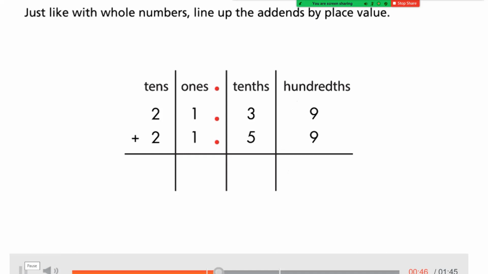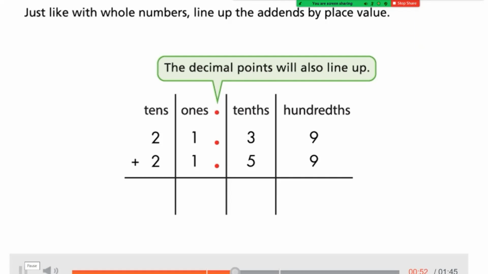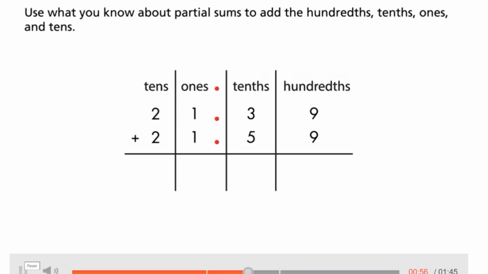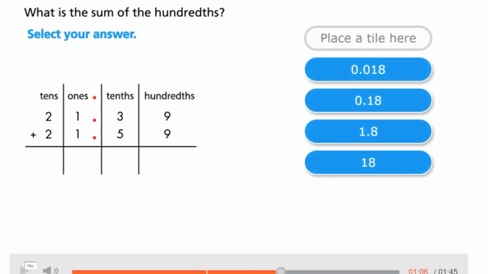Just like with whole numbers, line up the addends by place value. The decimal points will also line up. Use what you know about partial sums to add the hundredths, tenths, ones, and tens. What is the sum of the hundredths? Select your answer.